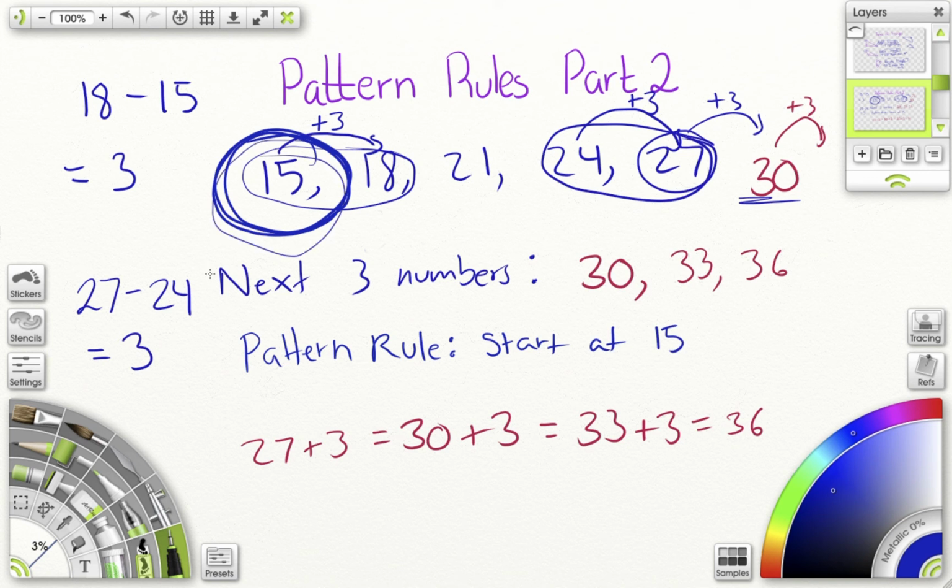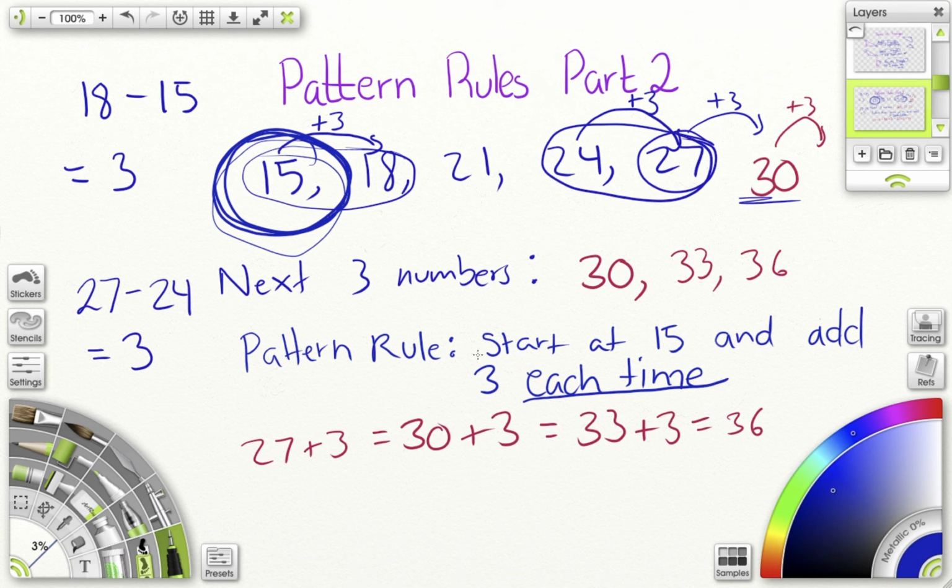Start at 15 and add. This is where I tell you how much I add to each number. And add 3 each time. I have to remember to include each time, because I don't just add 3 once, I'm adding it to each number to get the next number. So that's where it's important.